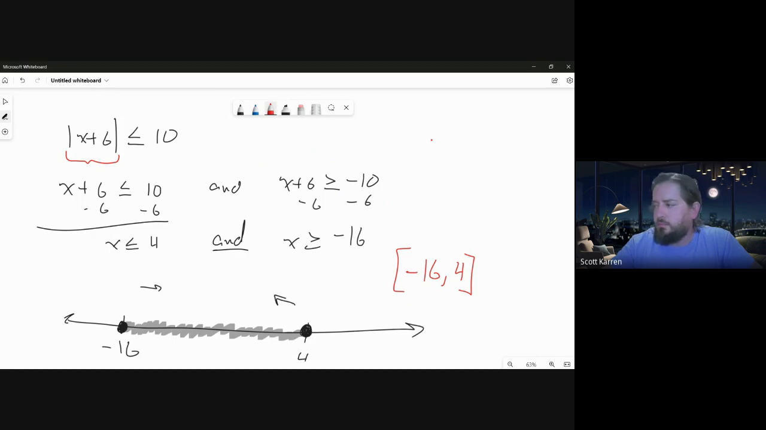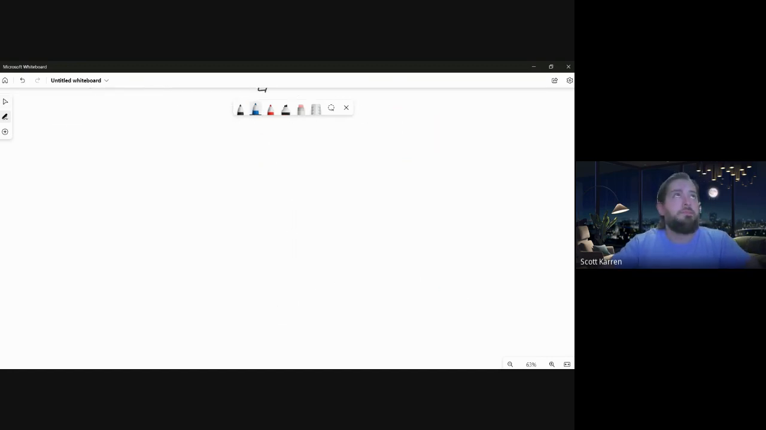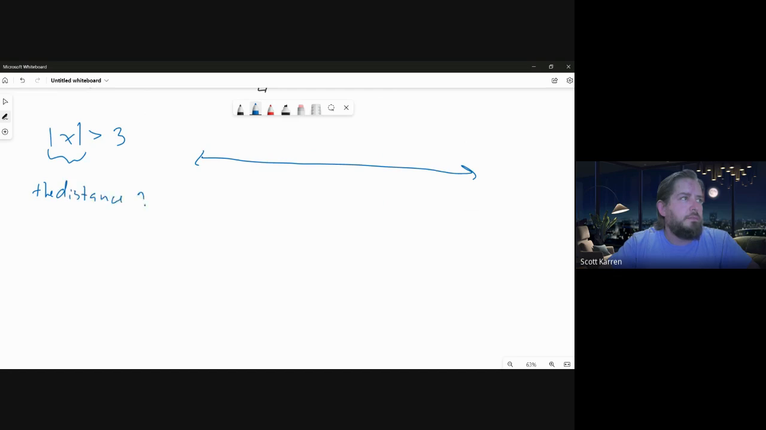Good with that? Okay. Then the other type of these is if I have the absolute value of something greater than some value. So let's look at maybe 3. What this means is the distance that x is from 0 is greater than 3.